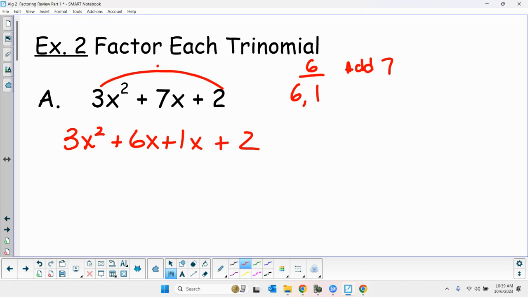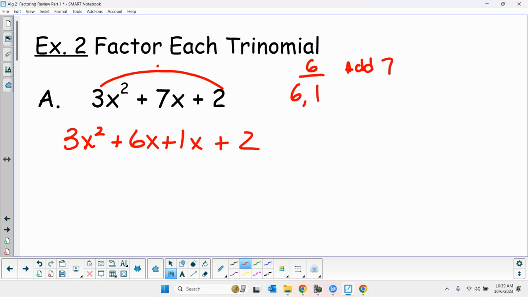Remember, the first and the last term, the 3x squared and the 2, don't change. It's the middle one, the b, you split up into the 2. All right? Take your x with them. Whatever's with the b goes with the 2 numbers you got. Since that's x, these are 6x and 1x. If this was 7xy, then this would be 6xy and 1xy. Okay?